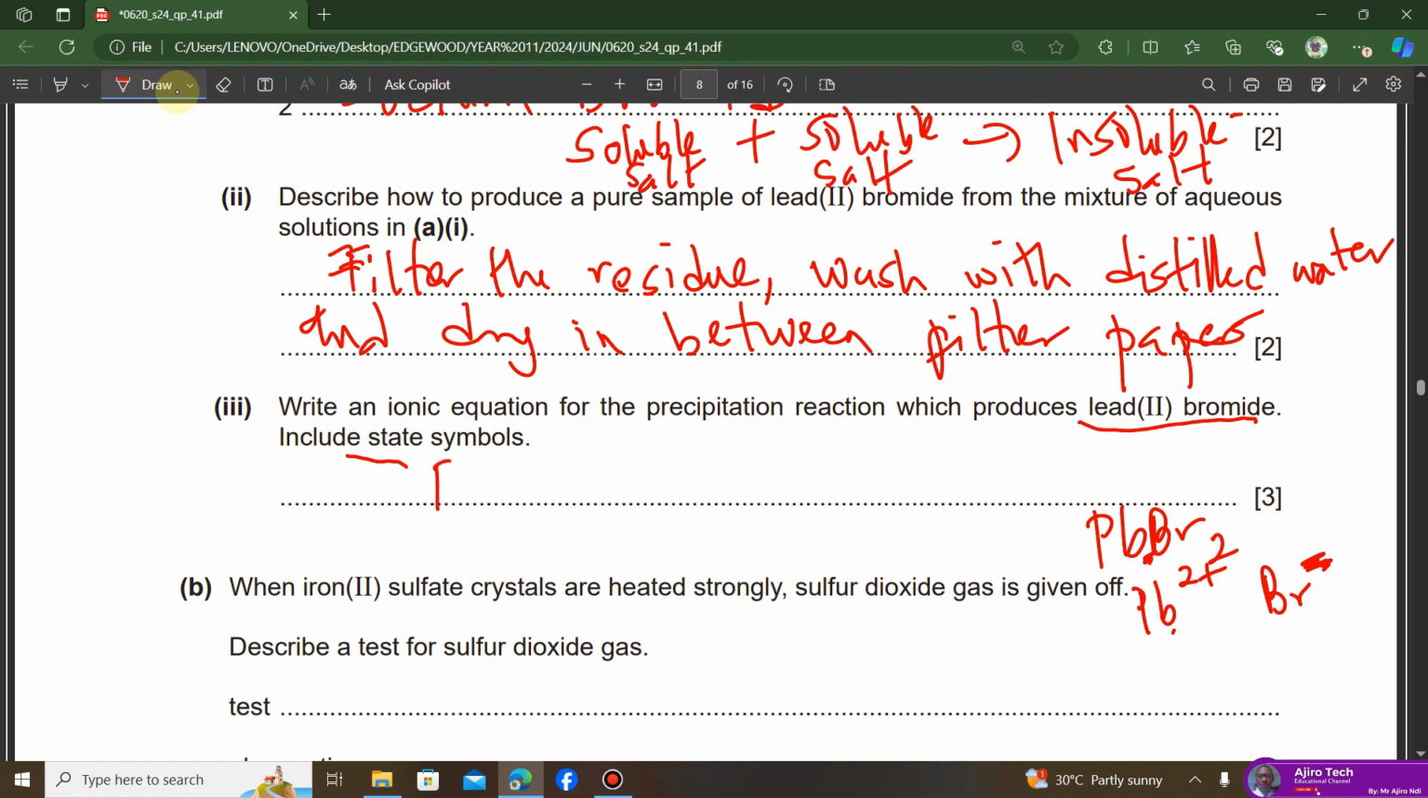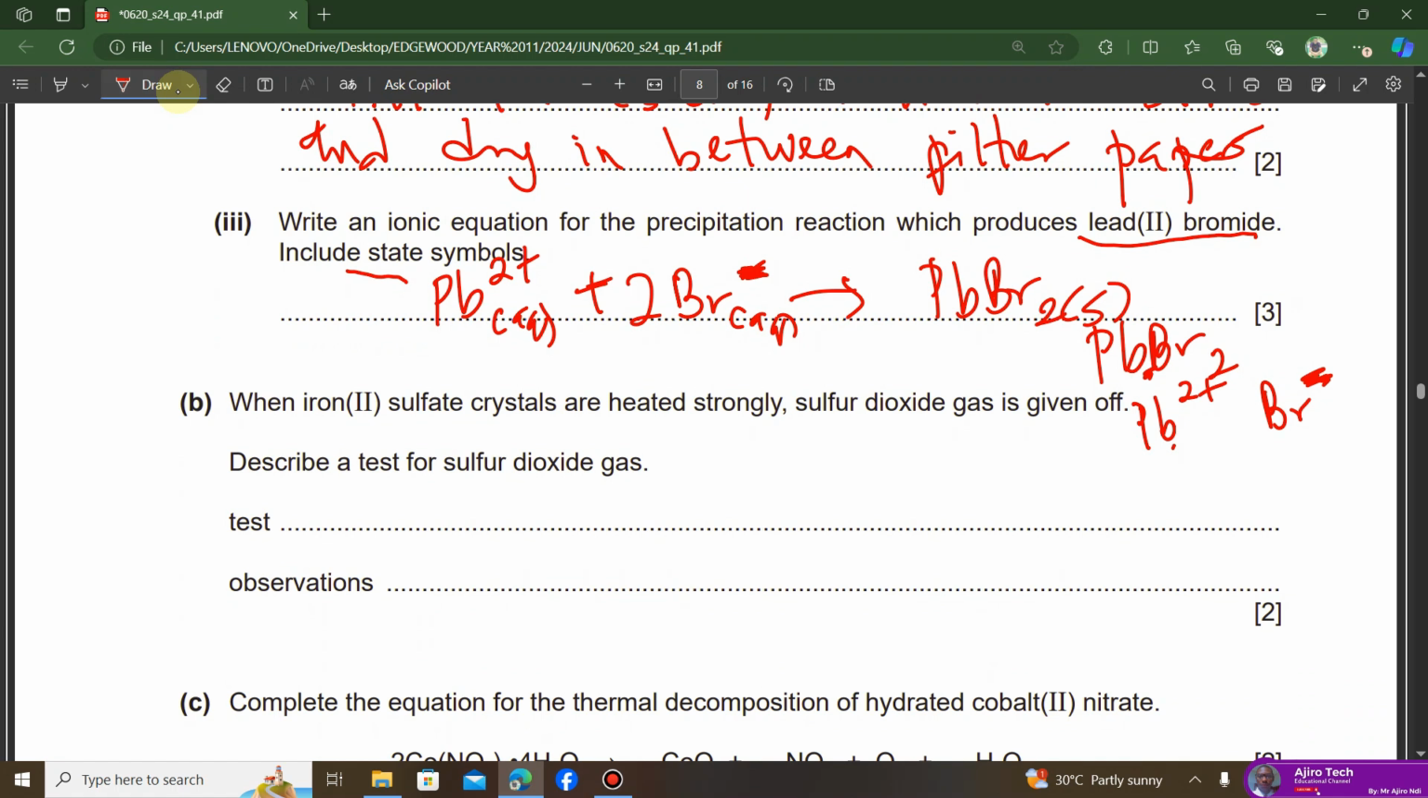So write Pb2+ in the aqueous state, and Br minus in the aqueous state. And then we write the insoluble salt, PbBr2, in the solid state. Then we balance this equation. We have two bromine here, so it becomes 2, and that balances everything. So it's very easy. Split the insoluble salt into ions, write them as the reacting species, write your product as the solid that is being formed, and balance the equation, and then you get everything right.